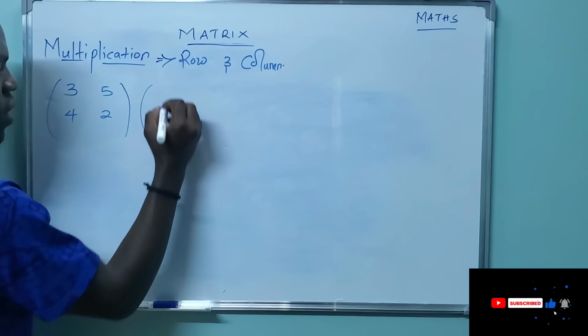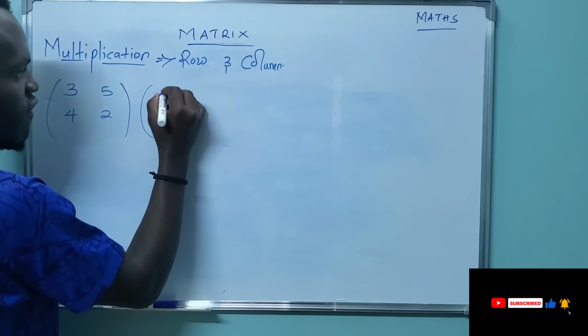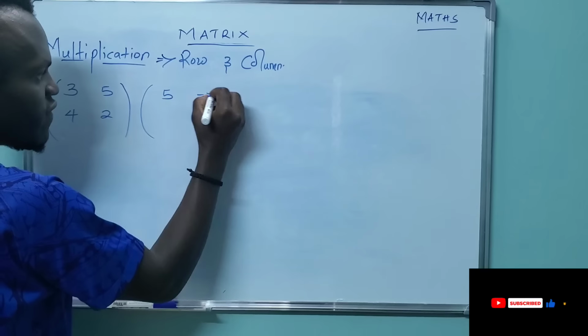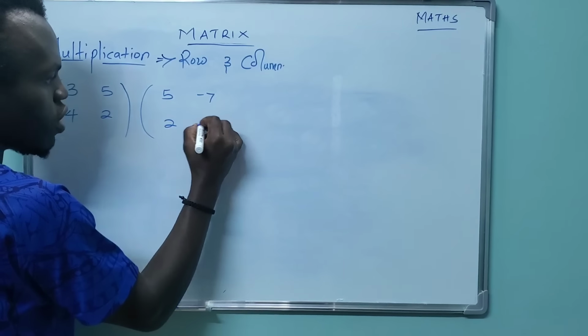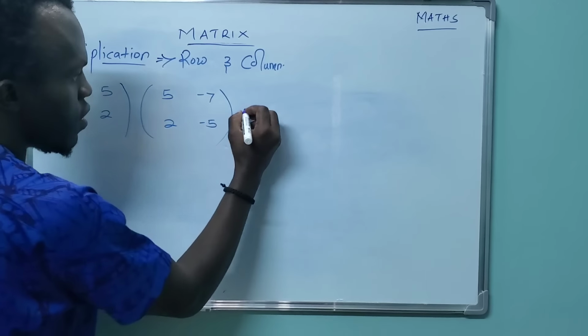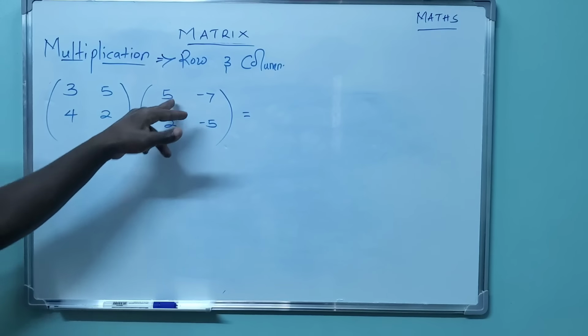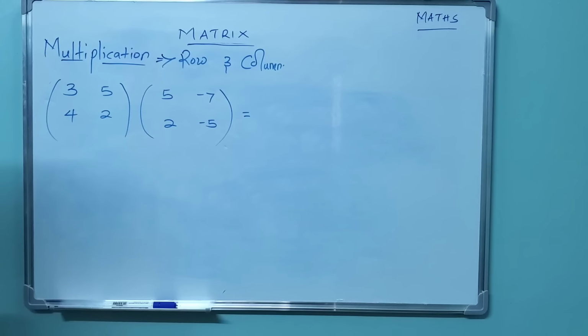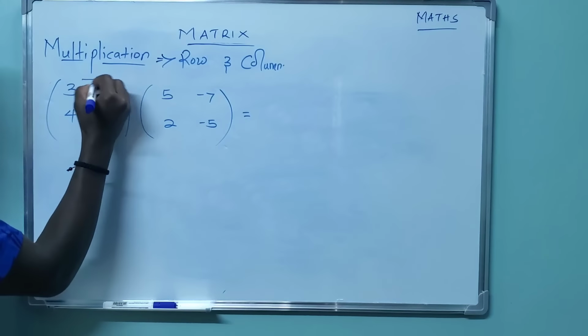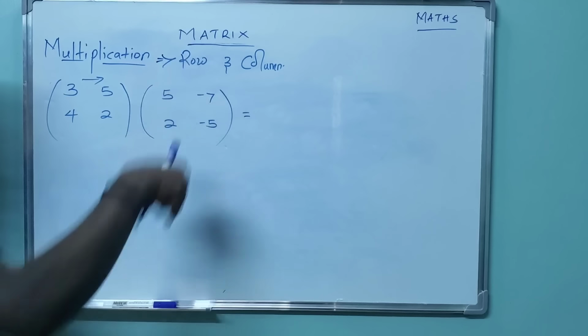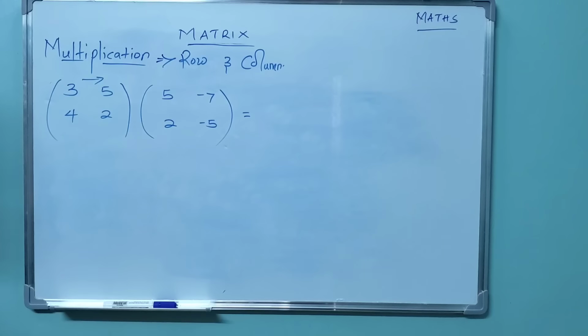You're being told to multiply that matrix with the matrix 5, -7, 2, -5. That kind of matrix. What are we going to have there? Now, I'm going to have here 3 multiplied by 5. Remember, row and column. The first row, I multiply it with the whole of the first column, and the second column is when I go to the second row, the first column and the second column.